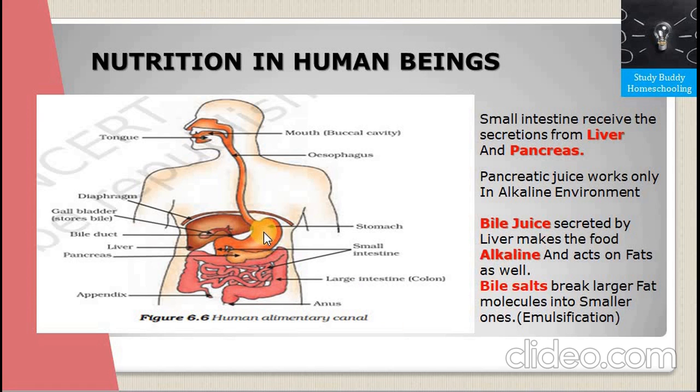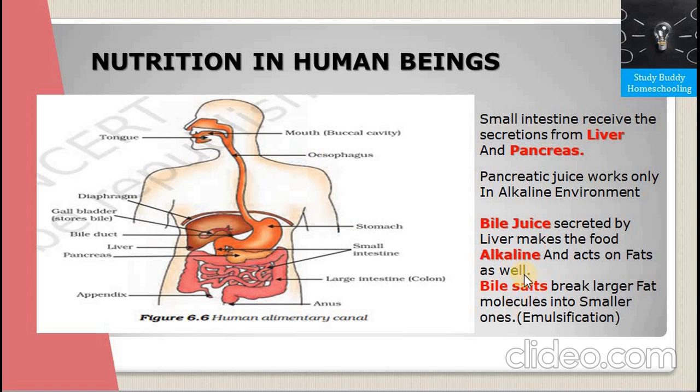But remember, the food which is coming from the stomach is full of acidic environment. So it is very important to make the food into alkaline. That's where liver comes to play. Liver secretes bile juice which makes the food alkaline, and as well as it acts on the fats as well.